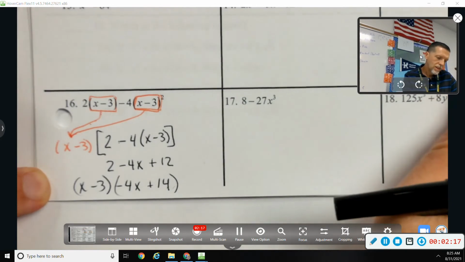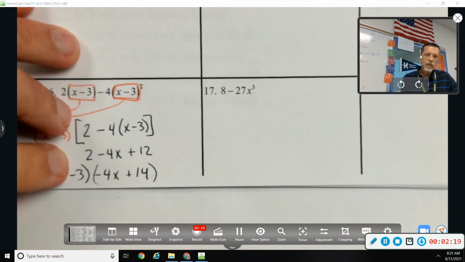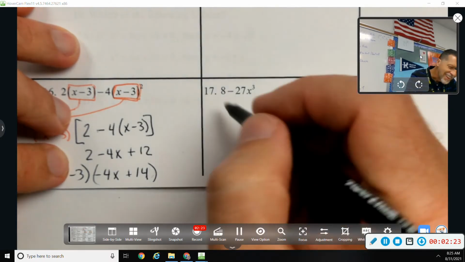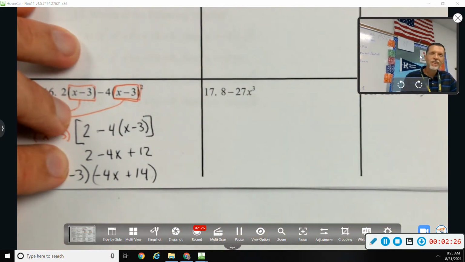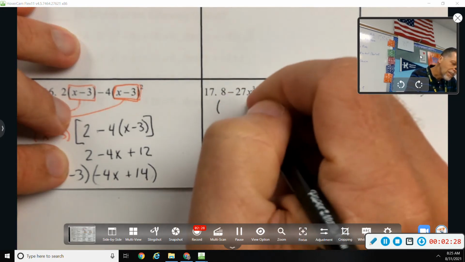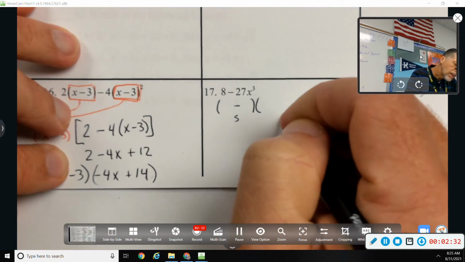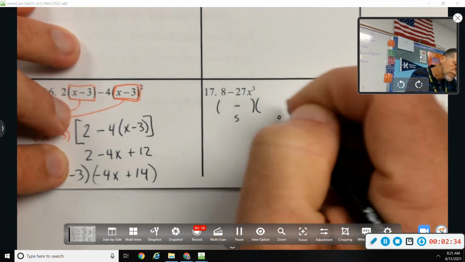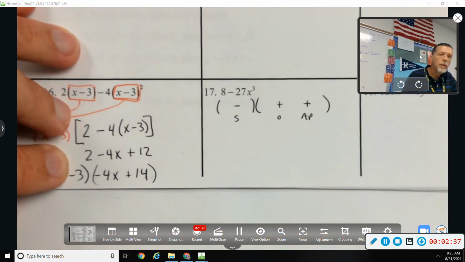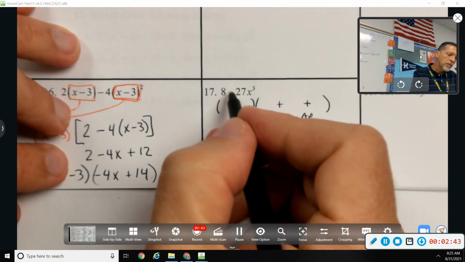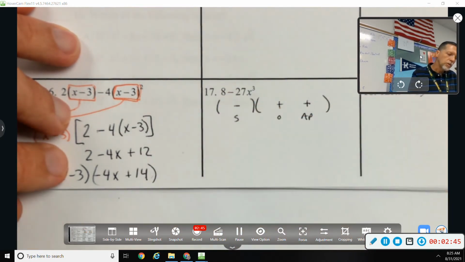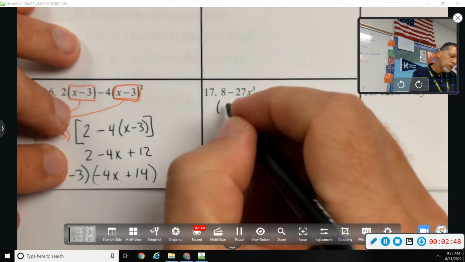17. Let's see. Did you recognize what was going on in 17? Both of those are cubes. So I can do the difference of cubes thing. Same, opposite, always positive. That tells me the signs. Same as the original, and then opposite of the original, and always positive. Take the cube root of the pieces to get started.